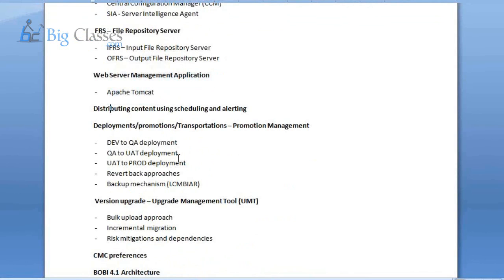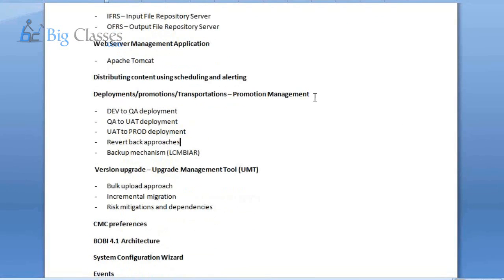Alerting mechanism. Let's say I have a report and that report is failing. How can we set up an alert? Nothing but a notification mechanism. That you will come to know. And we have concepts called deployments or promotions or transportations across environments. I mean to say, from development to QA, how you can move the BO code, and QA to UAT, like that. So we have an application called Promotion Management. You will come to know that as well.